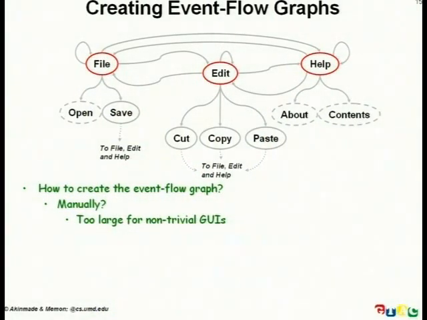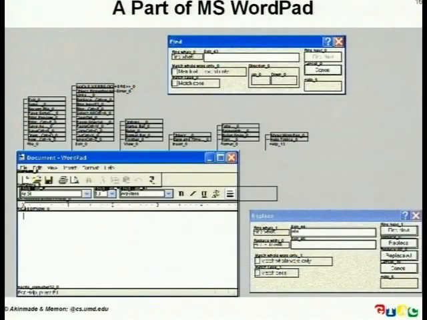Event flow graphs are nice, but they can be pretty large. For example, if I show you three windows in Microsoft WordPad, don't worry if you cannot read this. This is kind of blurred on purpose. But this is the pull-down menu of WordPad in the main window. There's the find window and the replace window. And if I want to have an event flow graph for these three windows only, then it looks something like this. All right? So it's a mess. And nobody's going to do this. Even my graduate students will not do this.